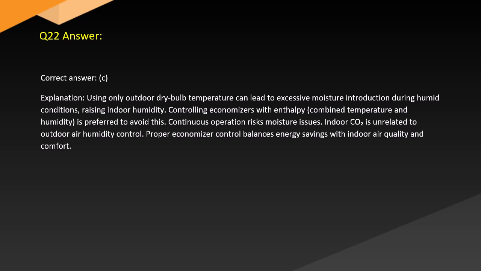Using only outdoor dry bulb temperature can lead to excessive moisture introduction during humid conditions, raising indoor humidity. Controlling economizers with enthalpy, combining temperature and humidity, is preferred to avoid this. Continuous operation risks moisture issues. Indoor CO2 is unrelated to outdoor air humidity control. Proper economizer control balances energy savings with indoor air quality and comfort.